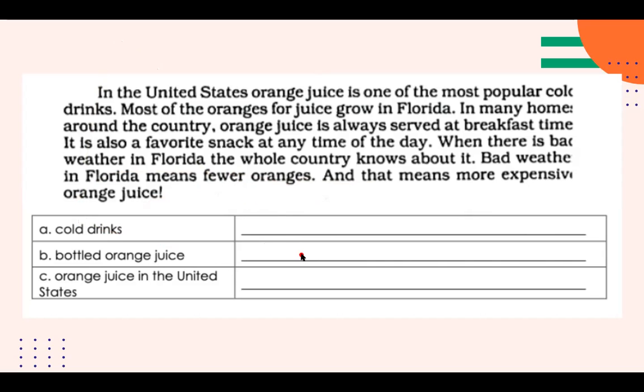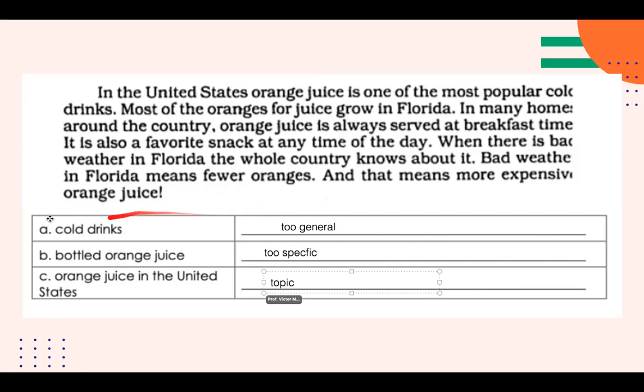Which one will be the too specific sentence here? Which one do you guys think will be too specific? Okay, Javiera says B, bottled orange juice. Kiara says C. What about the rest? Okay, Carla says B. Denise says B. I see more B's, so we're going to put this one as too specific. Too general: cold drinks. So we're left with C being our topic, right?